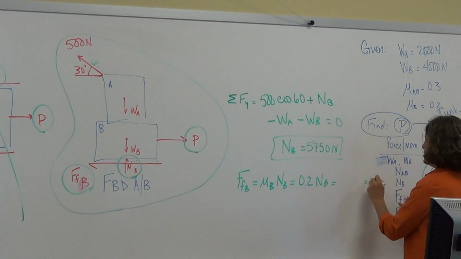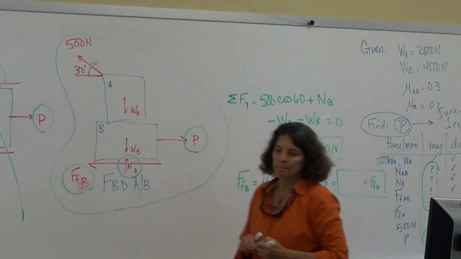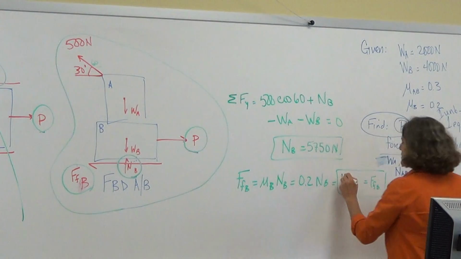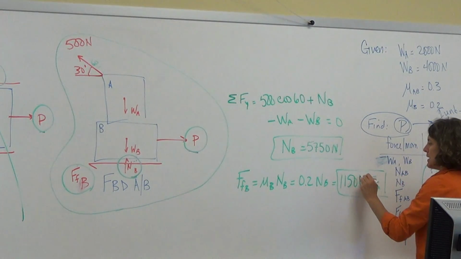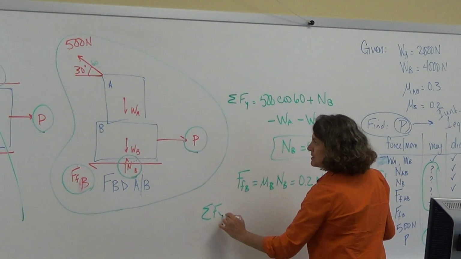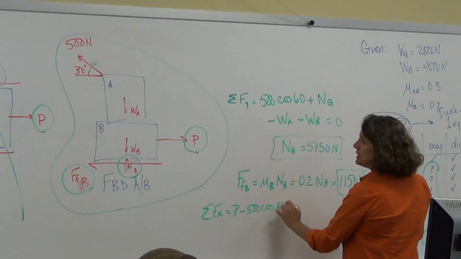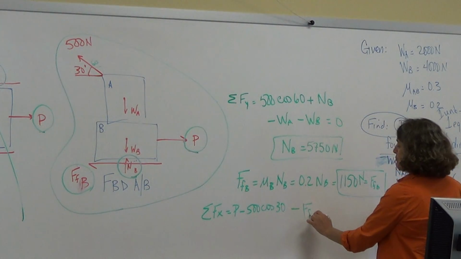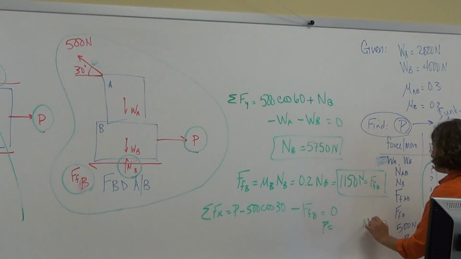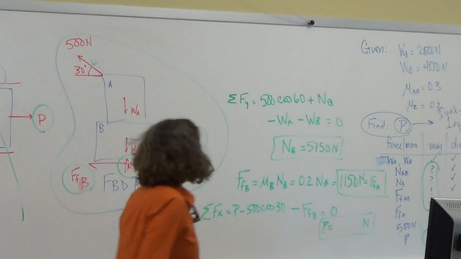So the frictional force turns out to be 1150. And now what do you want to do last? Sum of forces in the x. P minus 500 cosine 30 minus frictional force of B is equal to 0, and P turns out to be 1583.